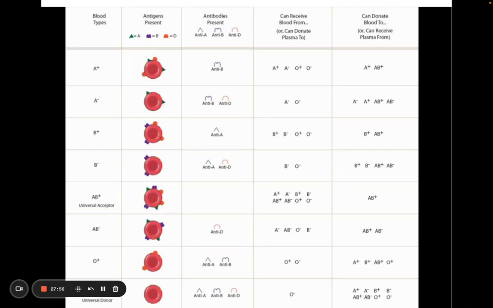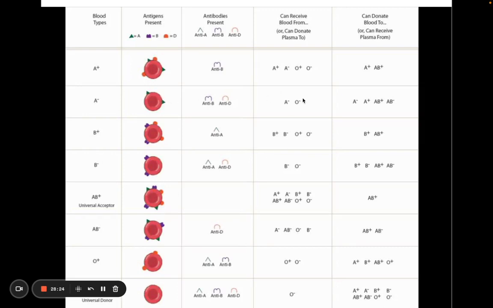So type A positive can donate to A positive and AB positive. Why? Because guess what? AB positive doesn't have any antibodies present, so nothing's going to connect, and they still have that A antigen. It's good to go. So A positive can definitely donate to AB positive. Boom, done.